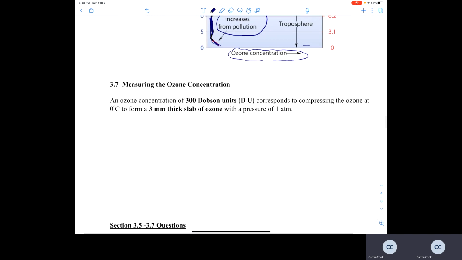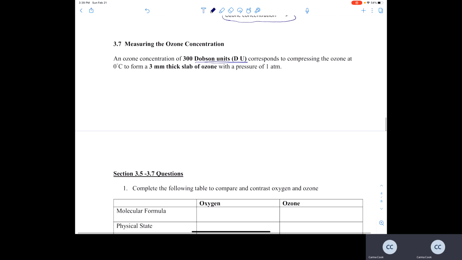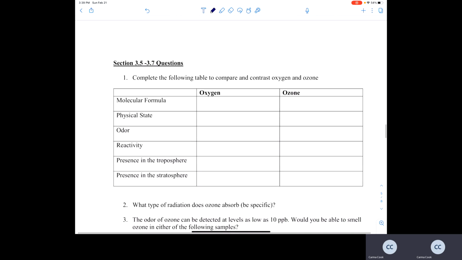And so ozone concentration is measured in a unit that's called Dobson units. So an ozone concentration, for example, of 300 Dobson units corresponds to compressing ozone at 0 degrees Celsius to form a 3 millimeter thick slab of ozone with a pressure of 1 atmosphere. So that's how they measure ozone concentration in the atmosphere in what are called Dobson units.